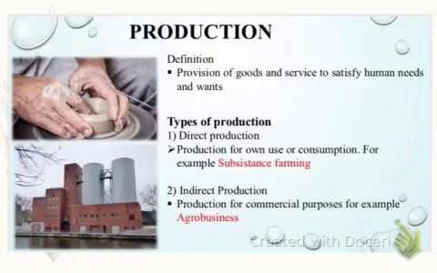Two, we have indirect production, which is the production for commercial purposes. For example, agribusiness in farms where poultry and farming is done for sale for commercial purposes.